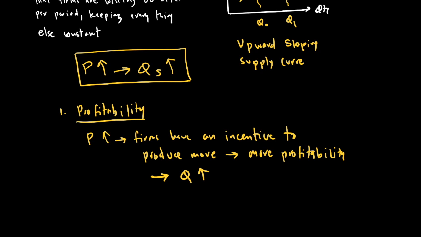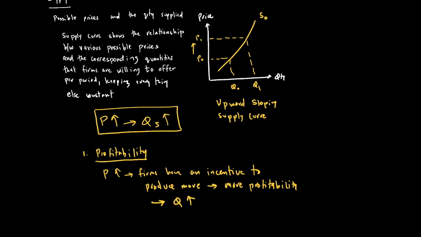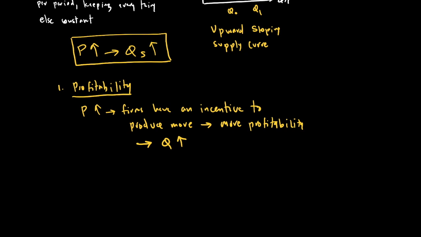So one reason why a higher price leads to higher quantity supplied would be because firms have an incentive to produce more because of the possibility of more profits, leading to what we call an upward sloping supply curve, where higher price leads to higher profits and therefore higher production or quantity supplied. The second reason we identify why the supply curve is upward sloping has to do with cost.